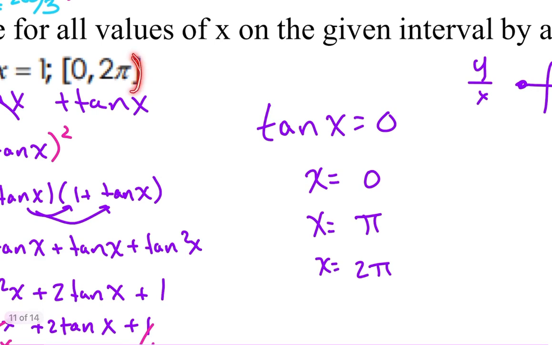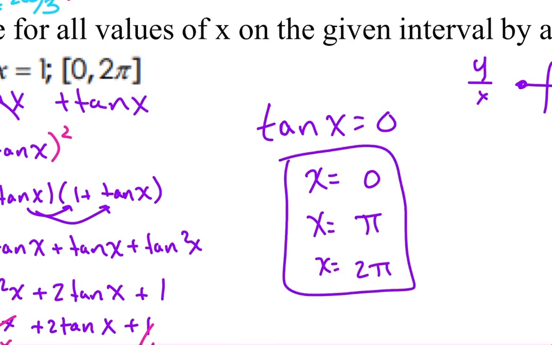Now, had this been a 0 with a bracket and a 2 pi with a parenthesis, then we wouldn't include the 2 pi as an answer. But since it's a bracket, we've got to include all of them. So we put all 3 answers, and that would be our solution.